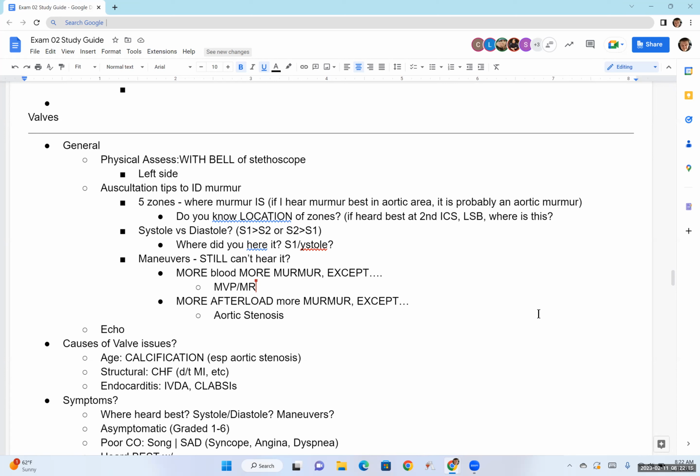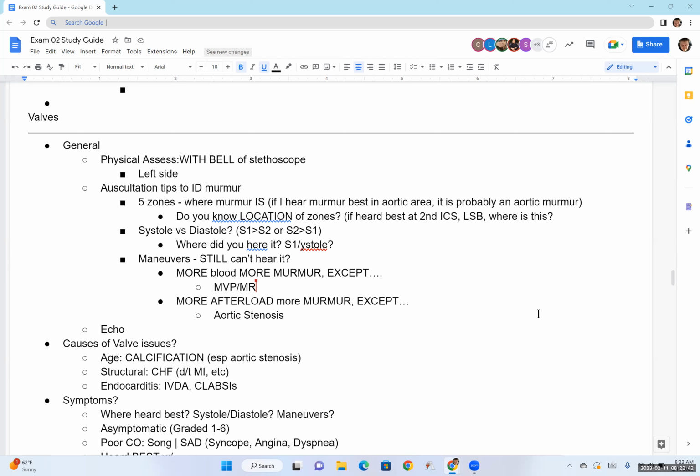You can then do maneuvers, right? Because every murmur gets louder, except for these guys right here. And I was going to take off MR because I think that was a mistake on the slides. But MVP gets quieter with more preload, whereas every other murmur gets louder. Okay. And then more afterload equals more murmur also, for every murmur except for aortic stenosis. All right, so those are the exceptions. That's the extra flavor.